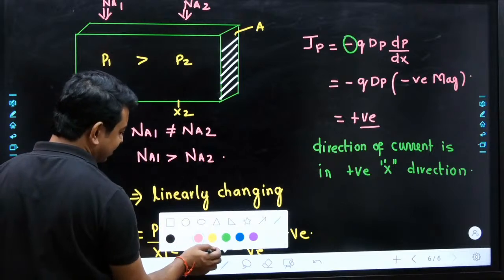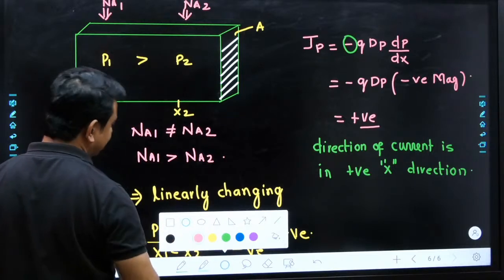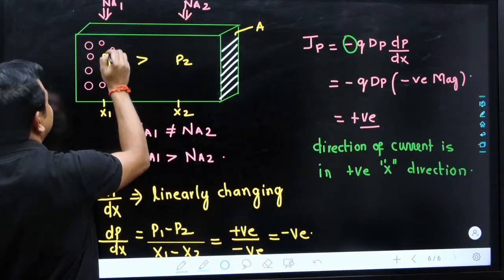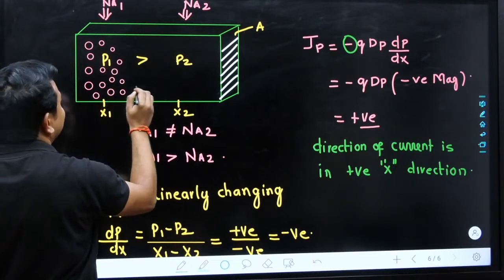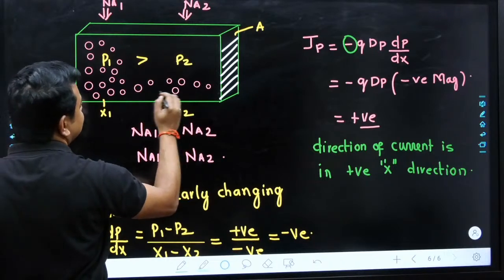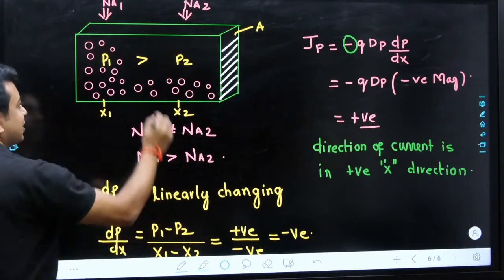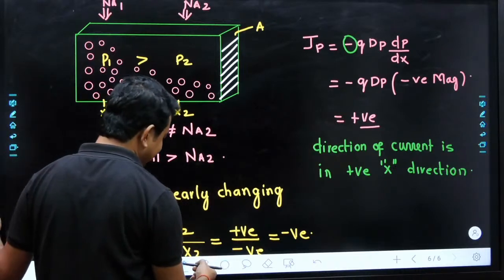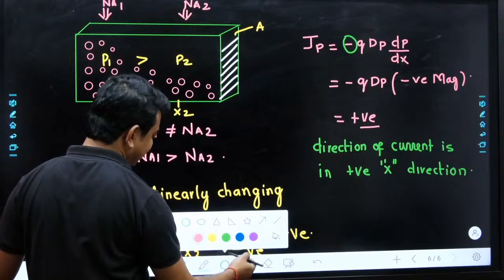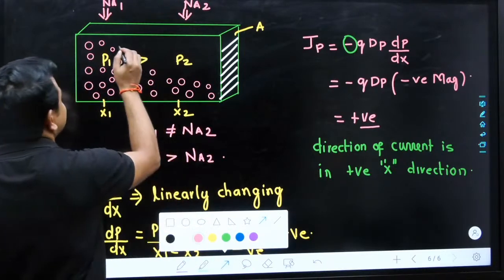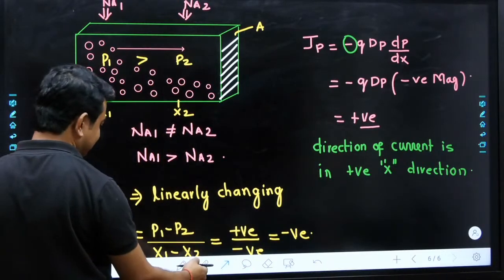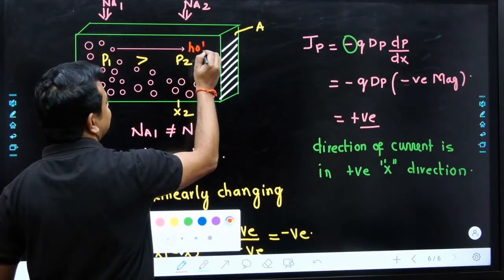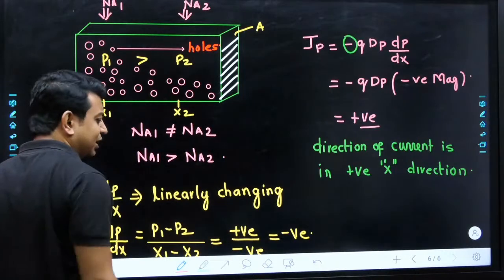Suppose I take some holes. Observe here, suppose this has so many holes, and the hole concentration on one side will be greater than the hole concentration on the other side. So, as we move along the distance, the concentration of holes is decreasing. What is the direction of movement of holes then? The direction of movement of holes in this particular graph, this is the direction of movement of holes. That means the holes are moving in this direction. So, this is the direction of movement of holes. Then what will be the direction of current?